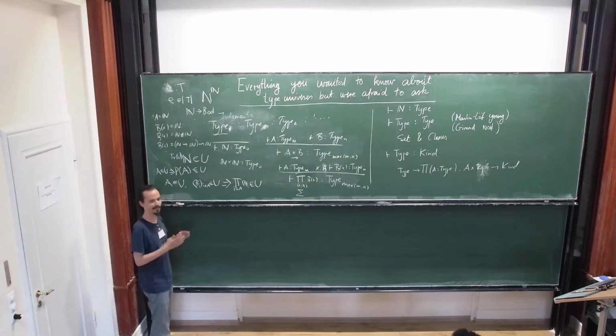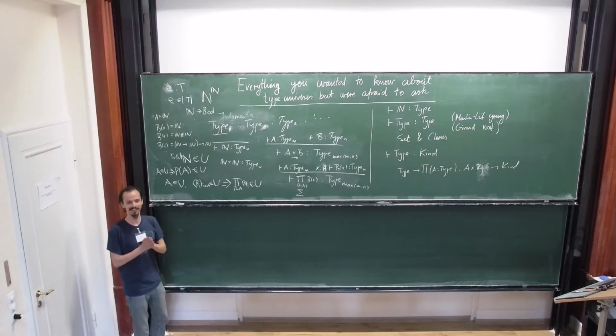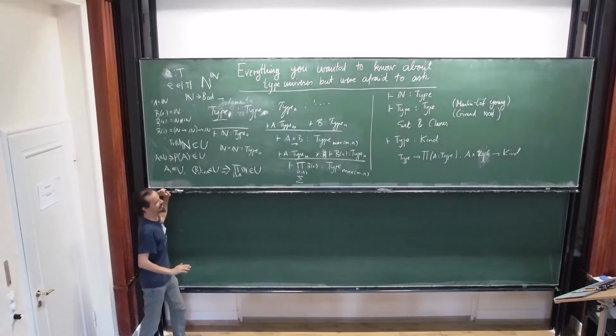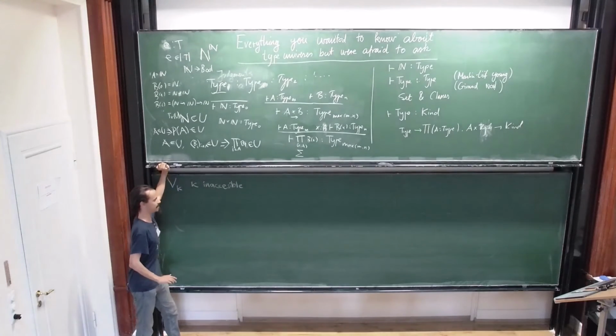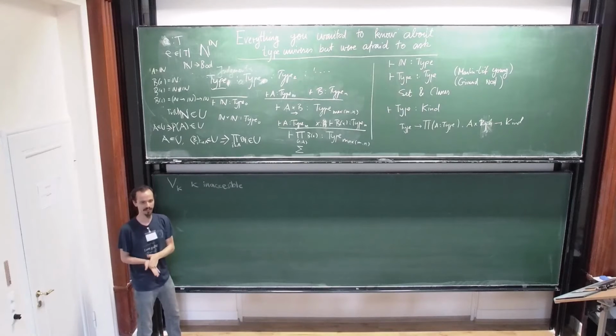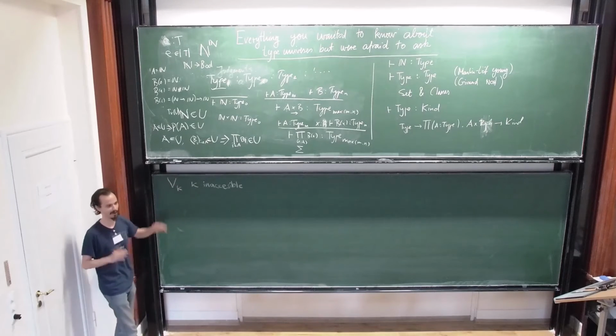And I guess the short answer is just deal with it. We're just going to assume the existence of these inaccessible cardinals and be happy with the fact that at least set theorists have looked at these large cardinal axioms and they seem all right.